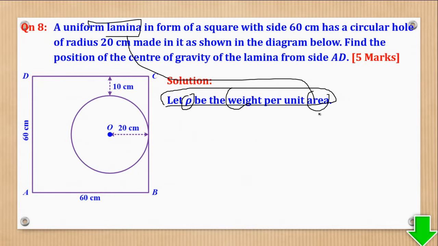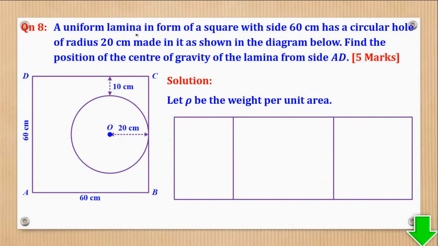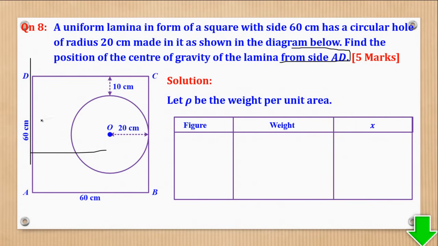We use area because it's a lamina. Then you can tabulate. So I'll need a column for the figure, a column for the weight, and a column for the x-coordinate. We are saying x-coordinate because it asks for distance from side AD. Only that, distance from side AD. And those distances are horizontal, meaning they are x values.